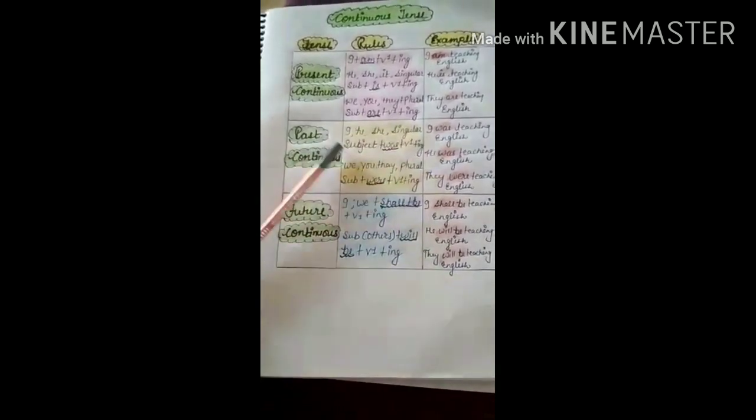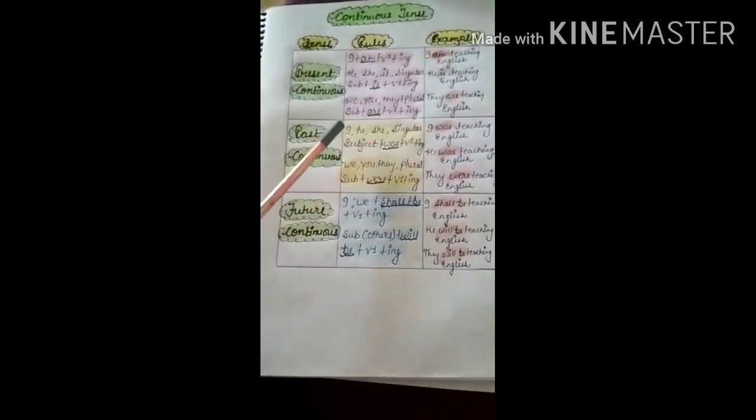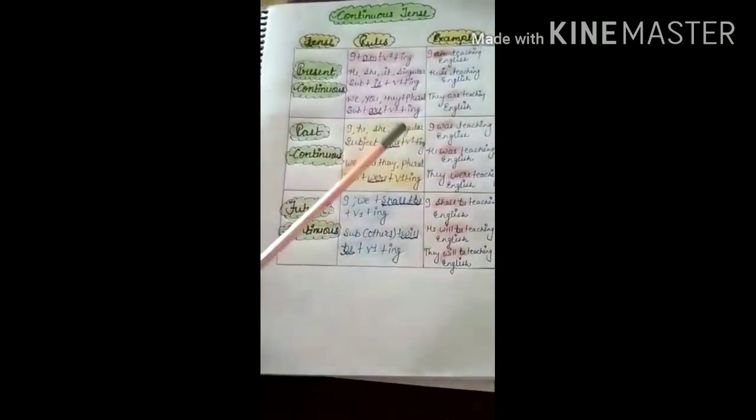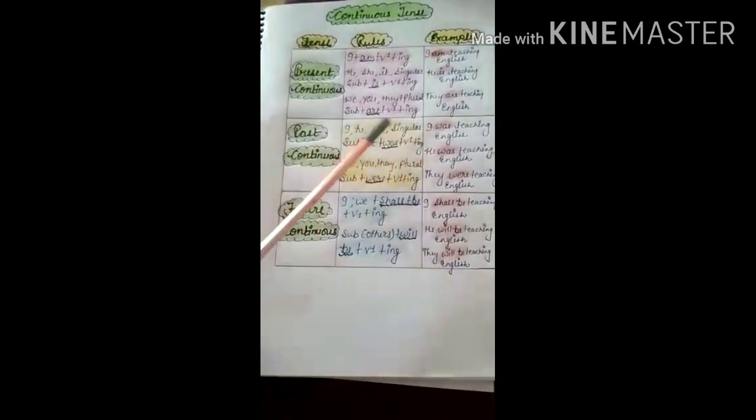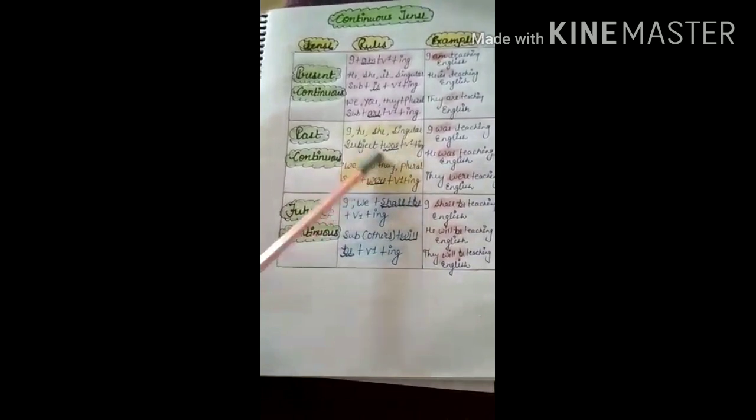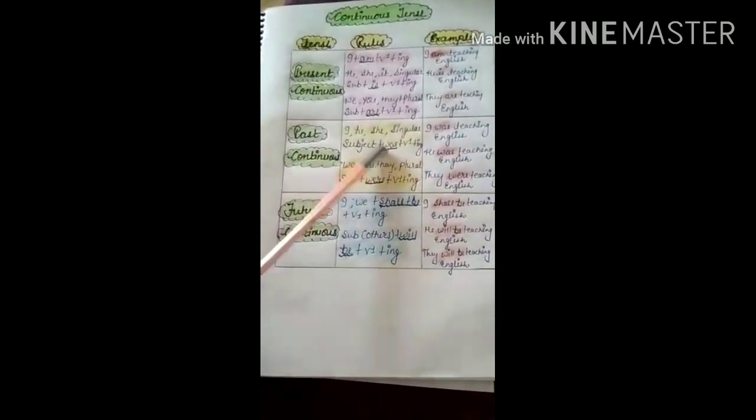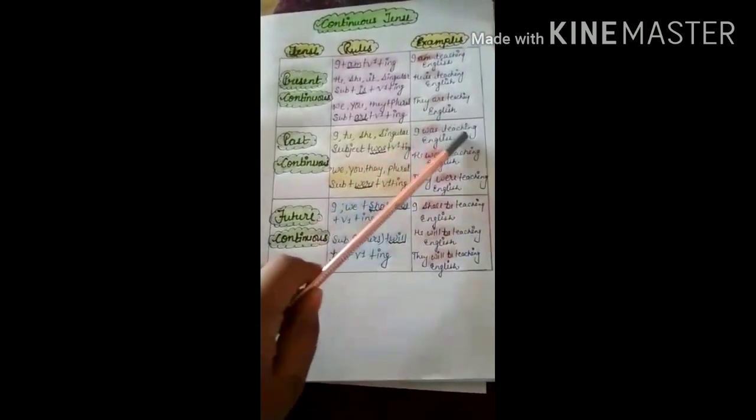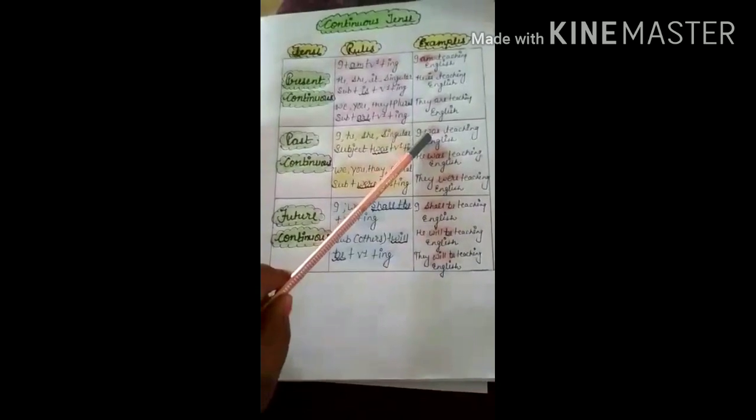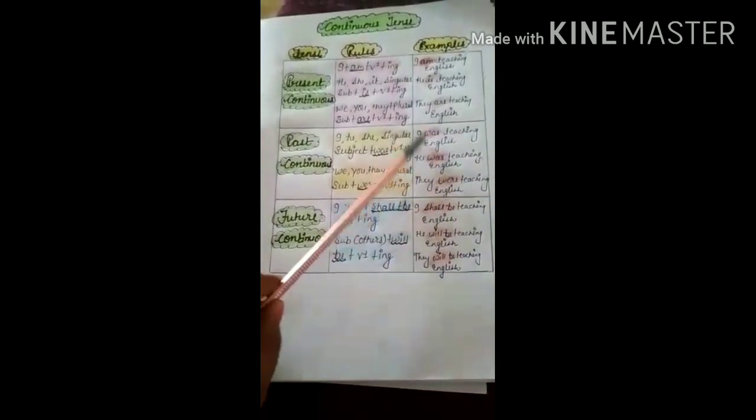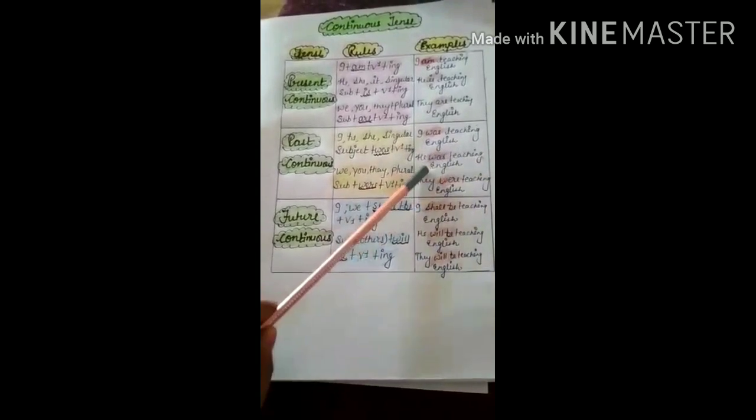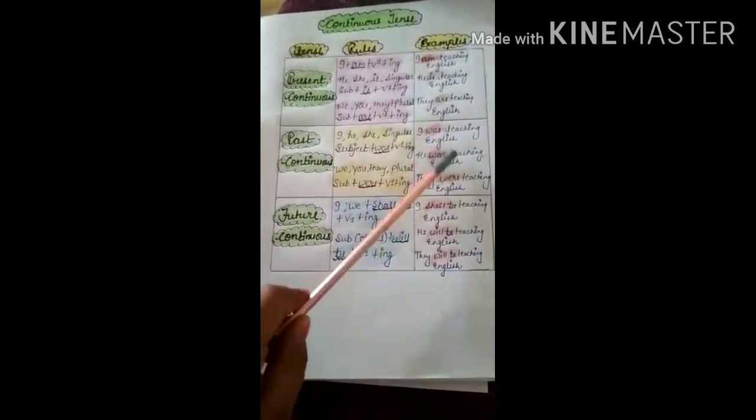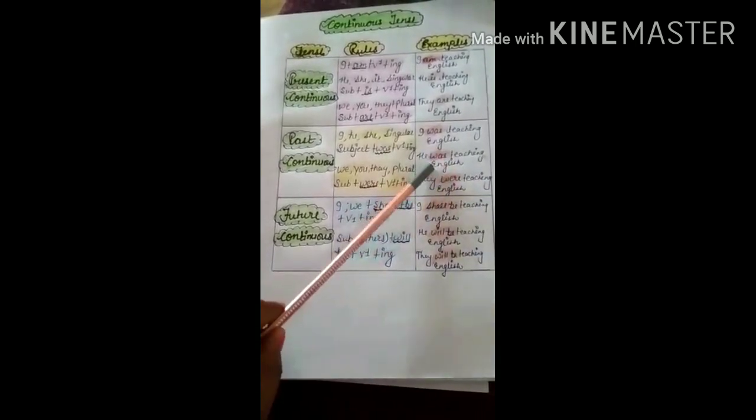Here is some rule. Students, when the subject is singular, I, he, she, it, we use helping verb was plus V1 plus ing. For example, I was teaching English. I subject, was helping verb, V1 plus ing plus object. He was teaching English. He subject, was helping verb, teaching V1 plus ing, English object.